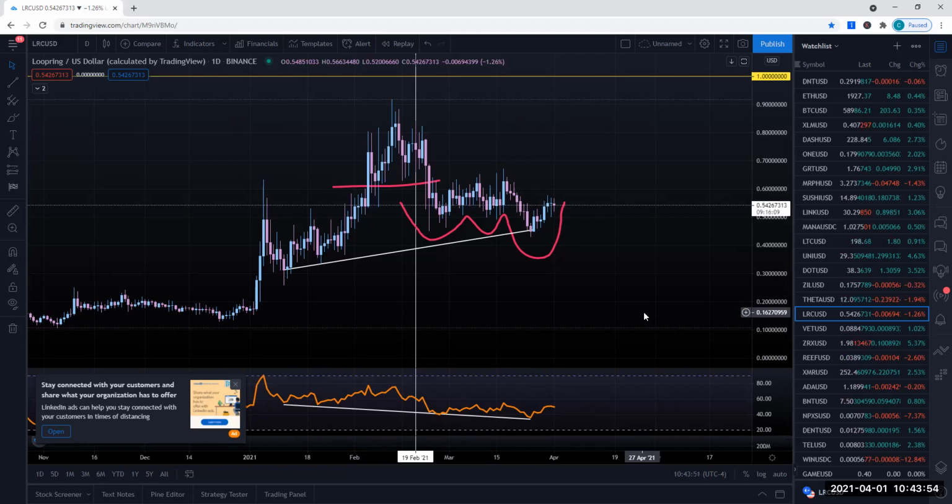I feel that Loopring will run heavy. We're at the 54 cent area. I think that this run is going to be a very, very heavy run, and we should hit this dollar area. So we'll see how this plays out, guys.